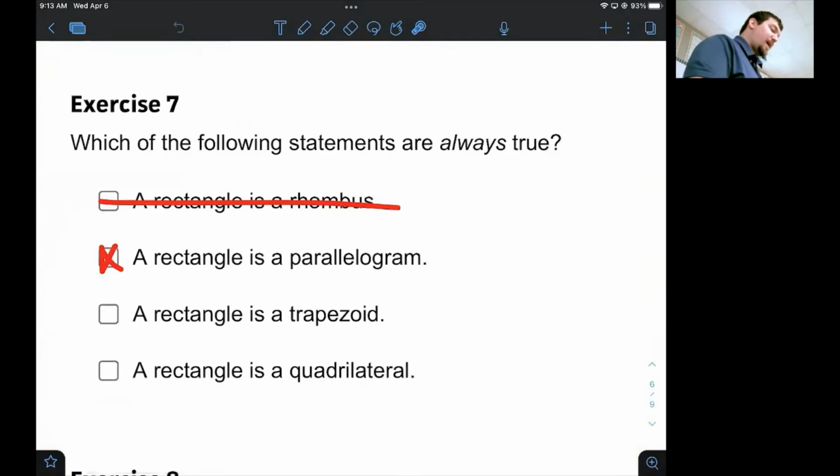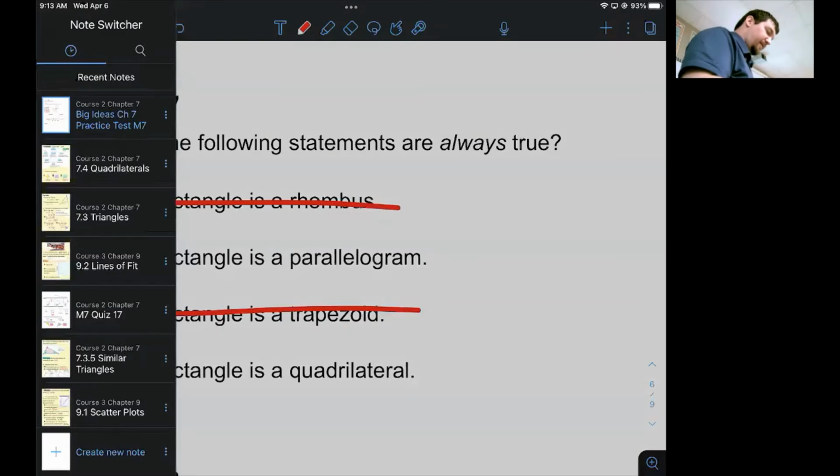Let's go back to our next one then. Is a rectangle a trapezoid? No, not even in the same family. Now they're in the same species of quadrilaterals, but not in the same family. The last one, a rectangle is a quadrilateral. That one's always true. A rectangle is always going to have 4 sides.